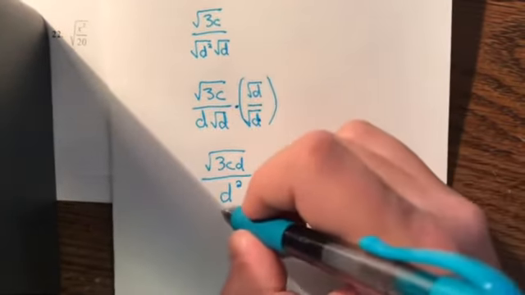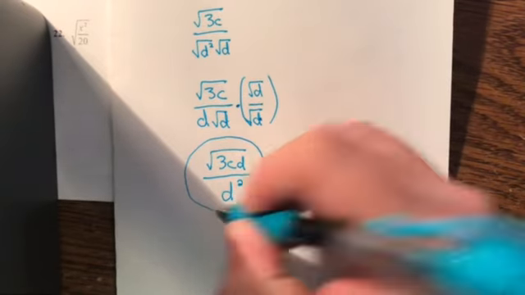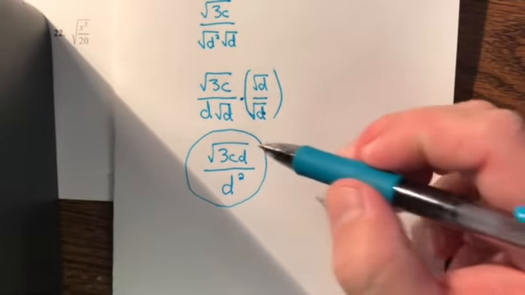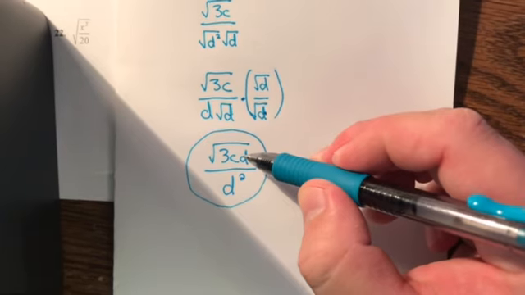Now, there's no radical in the denominator. There's no fractions in a radical. There's no perfect square factors in the radicand.